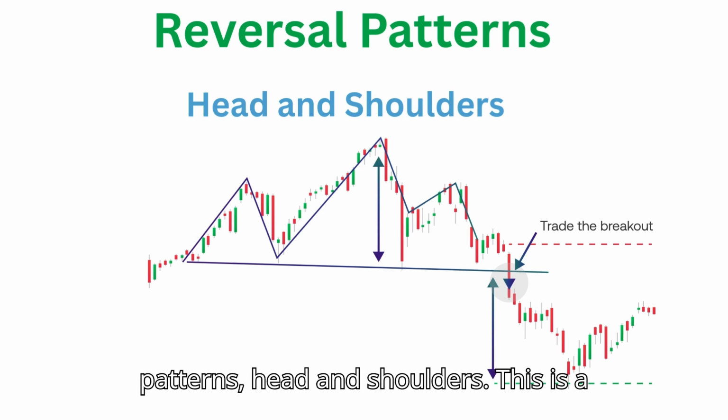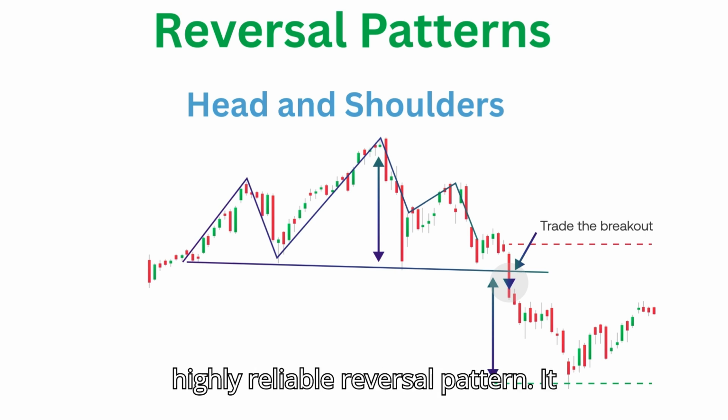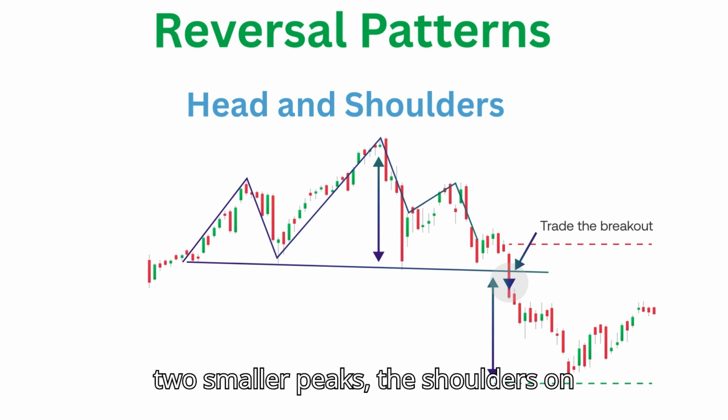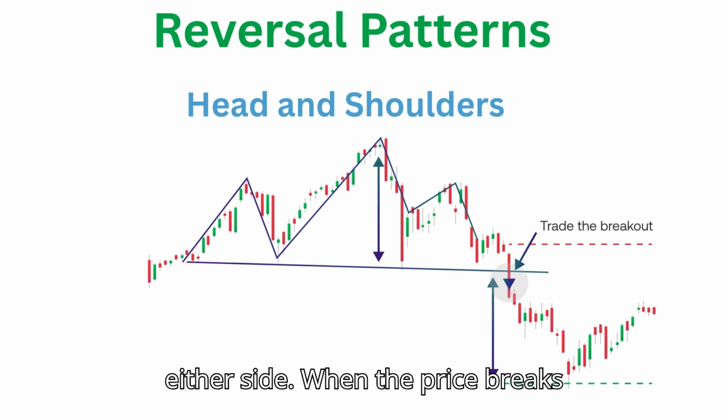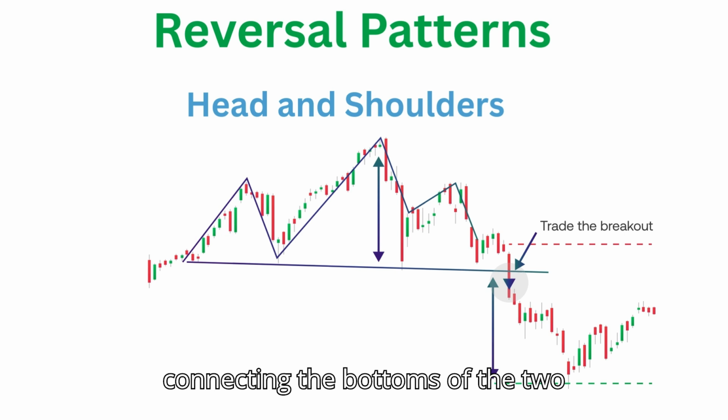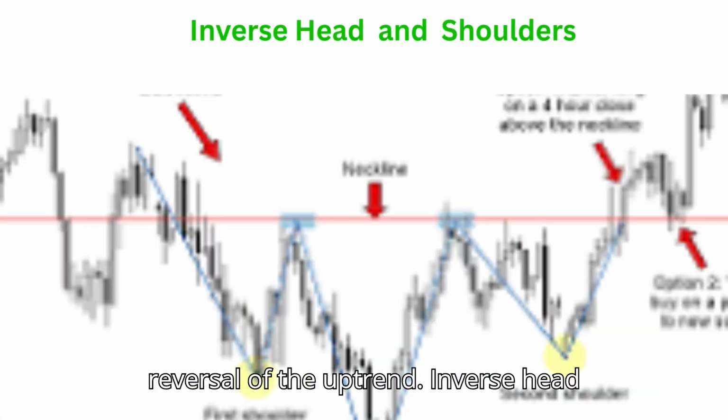Reversal patterns. Head and shoulders. This is a highly reliable reversal pattern. It consists of a peak, the head, followed by two smaller peaks, the shoulders, on either side. When the price breaks below the neckline, the trend line connecting the bottoms of the two shoulders, it signals a potential reversal of the uptrend.